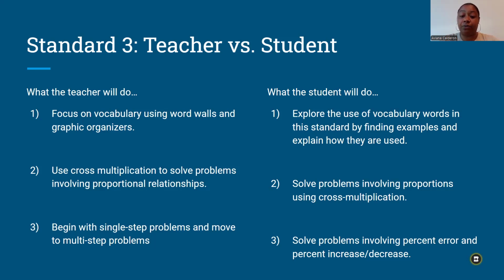What the students will do, they will explore the use of vocabulary words in this standard by finding examples and explaining how they are used. We solve problems involving proportions using cross multiplication. And lastly, solve problems involving percent error and percent increase and decrease. So again, focusing on that vocabulary so that students know what percent increase is, what percent decrease is, what is percent error, and also what is cross multiplication.